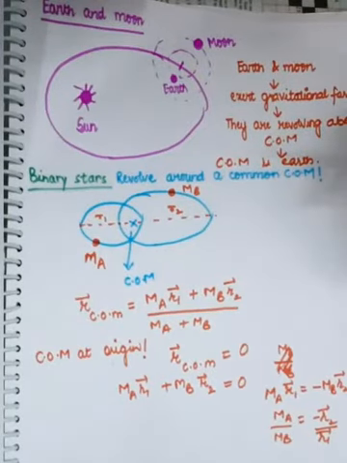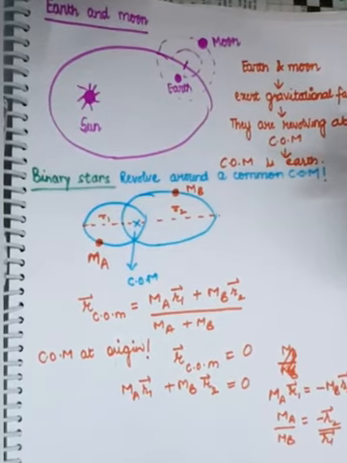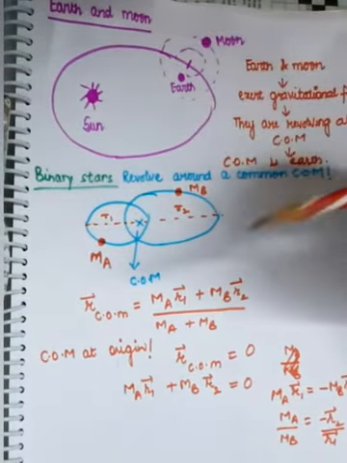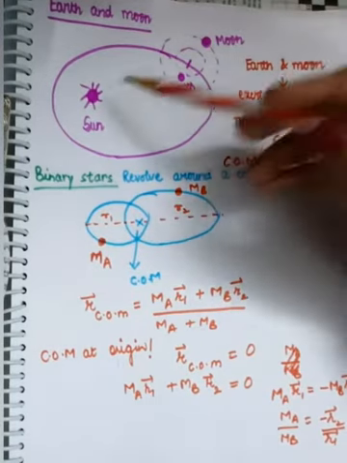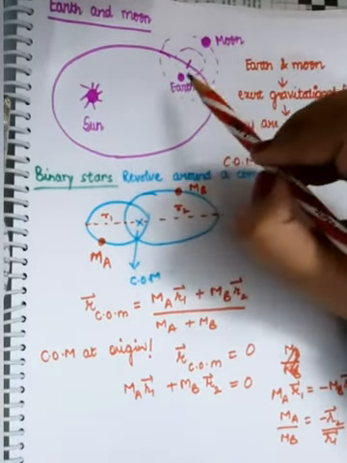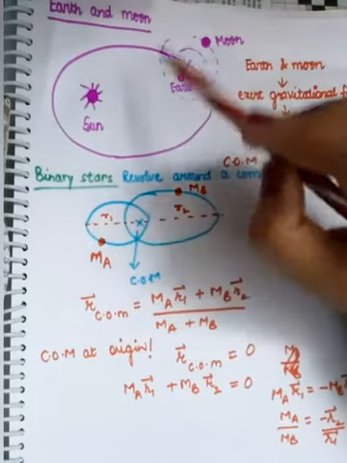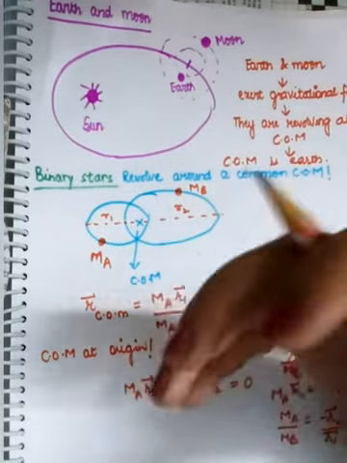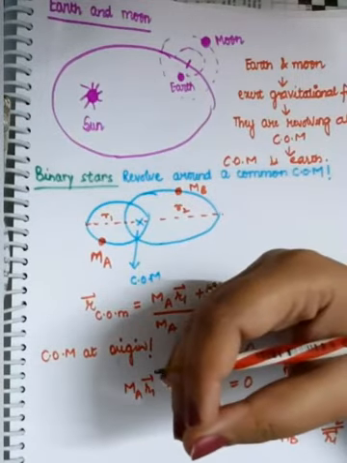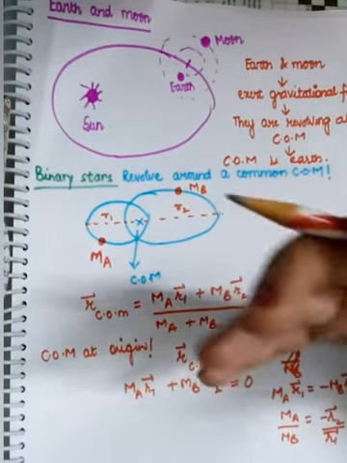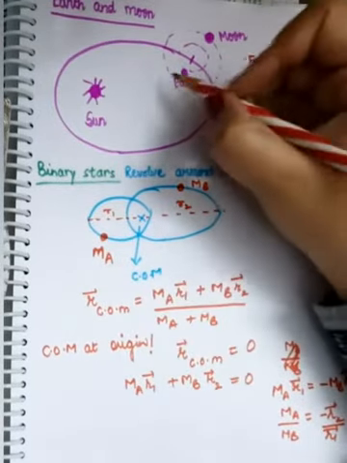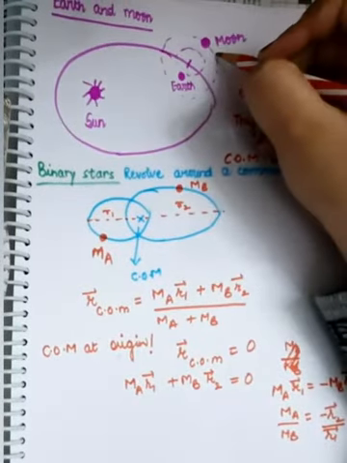Continuing the examples of motion of center of mass, we have the next one in the same category, the Earth and Moon system. We know that Earth is revolving around the sun and the moon is revolving around the Earth. But why do they not fall on each other? And what explains their motion? We need to consider that. See, this is Earth, this is Moon.